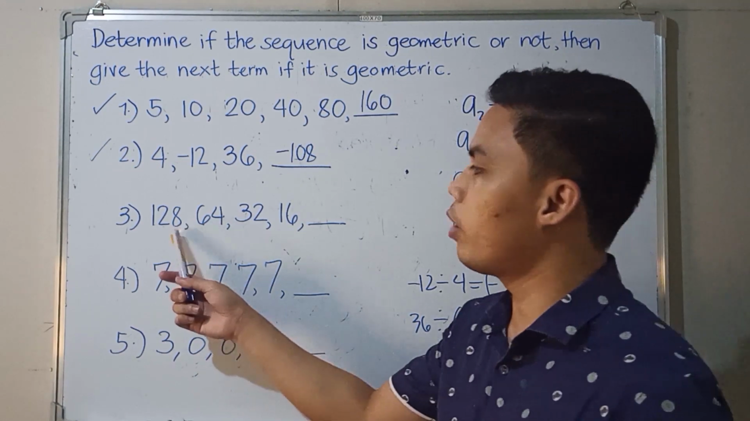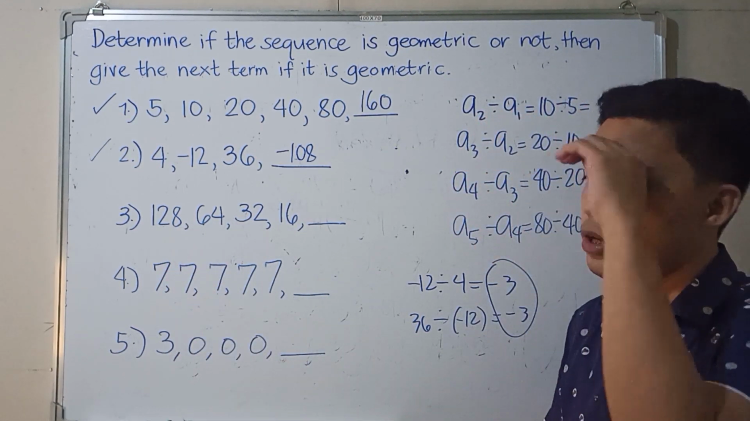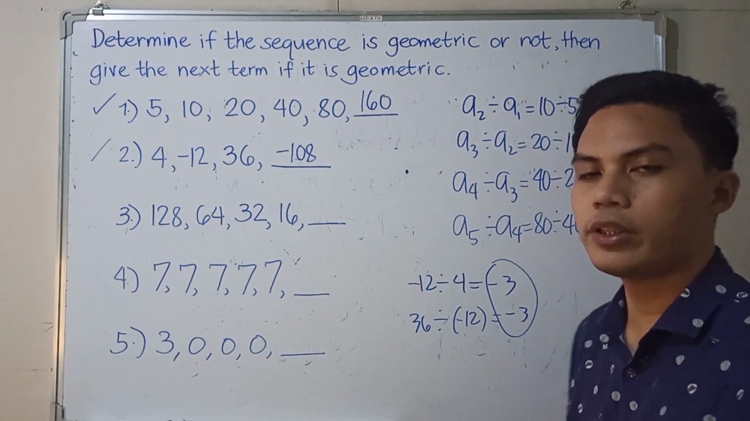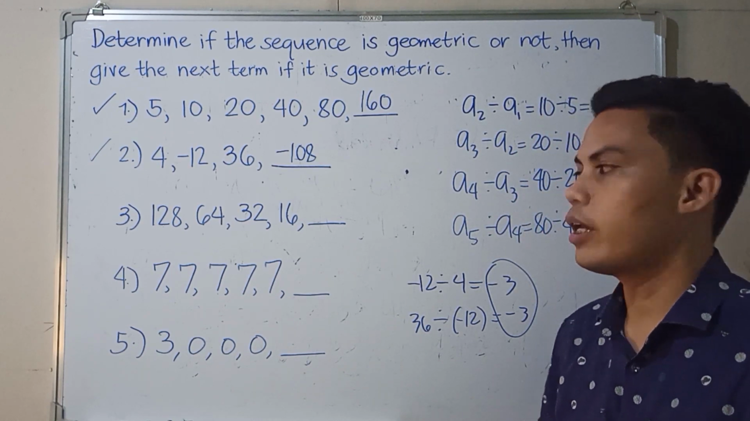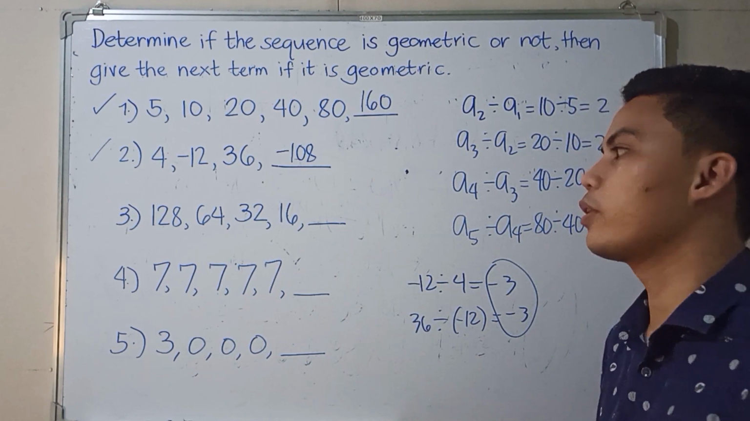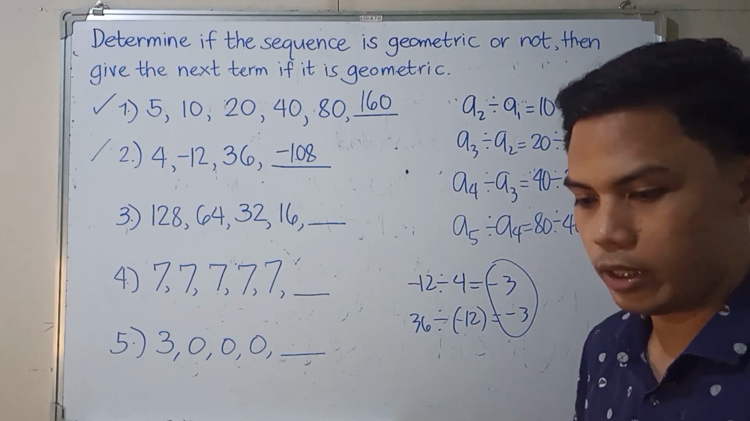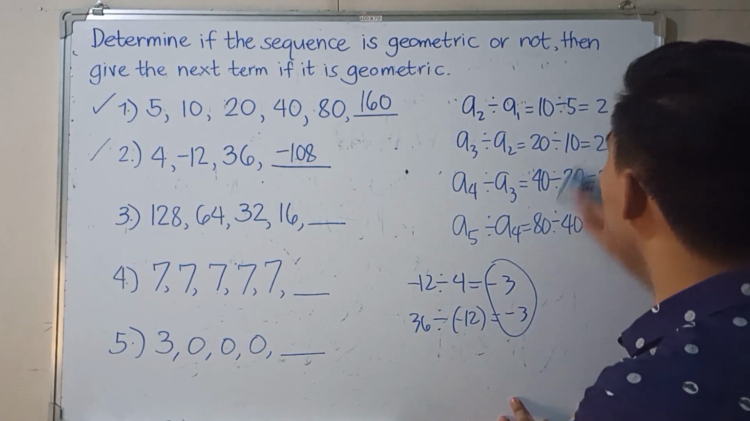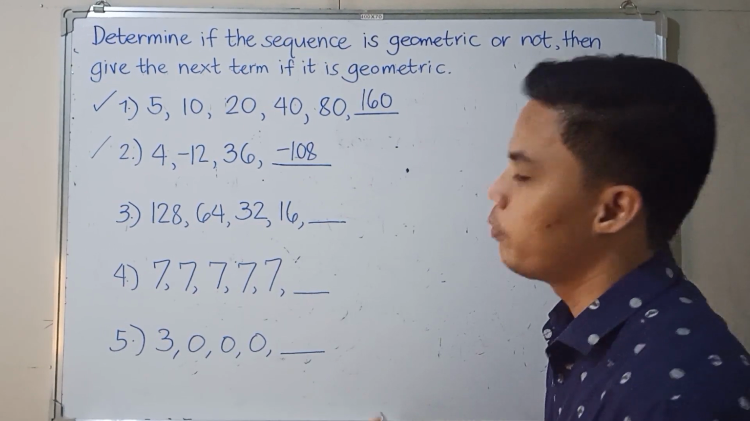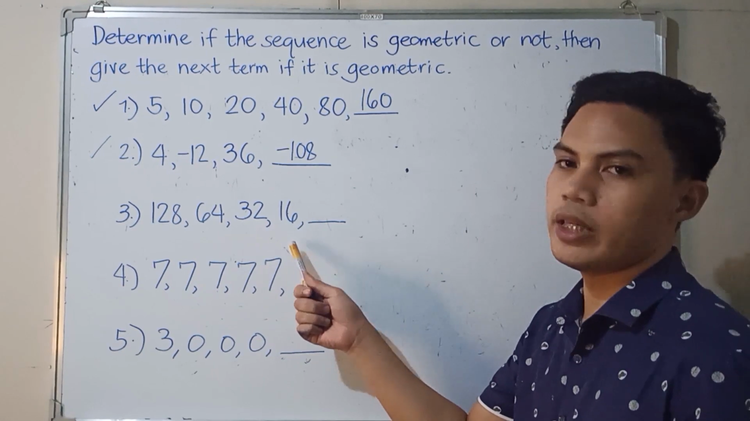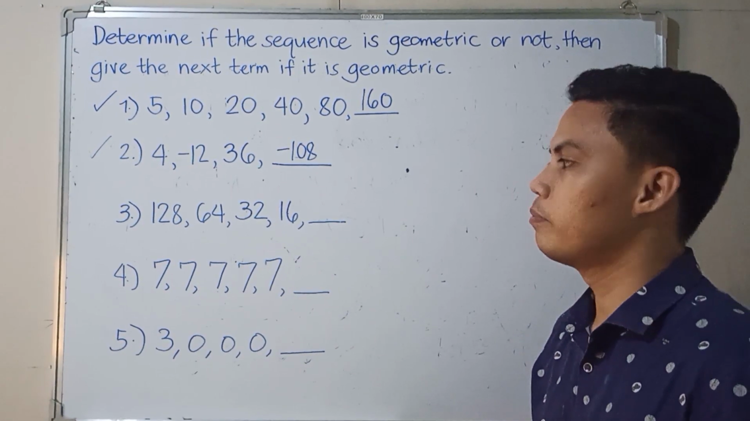Okay. How about number 3? We have 128, 64, 32, and 16. Ano kaya yung next na term, kung geometric sequence man ito? Okay, tignan natin. Let's erase this one. Okay, how about number 3? We have 128, 64, 32, and 16. Tignan natin kung may common ratio ba.